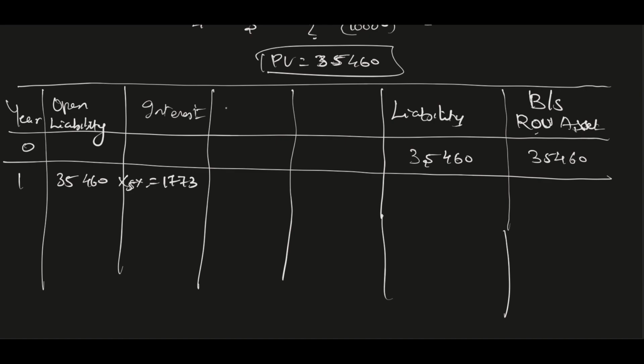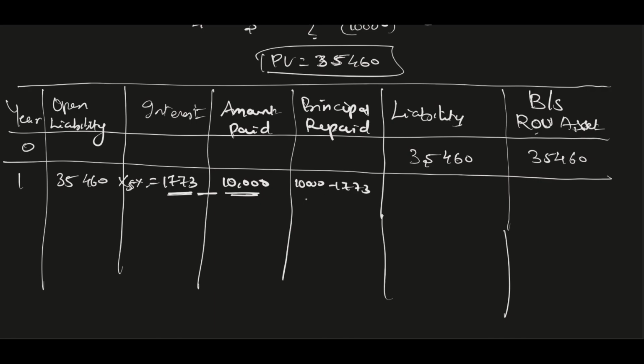Okay, and the amount that I am going to pay is going to be 10,000, because that's what the company agreed to pay, 10,000 each year. So now the company is paying 10,000, but however the interest is only 1773. So what is the remaining amount? Remaining amount should be principal repaid. So principal repaid will be 10,000 minus this 1773, that comes to 8227.